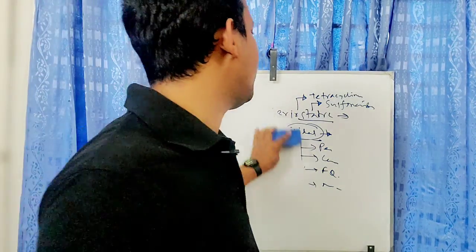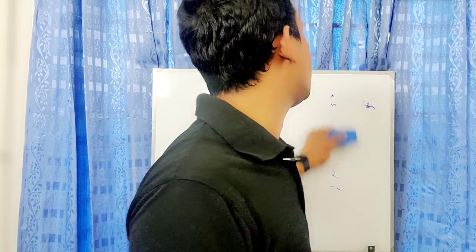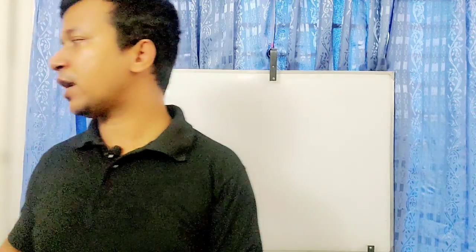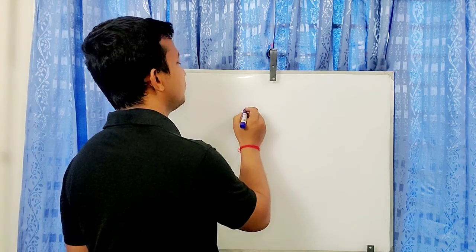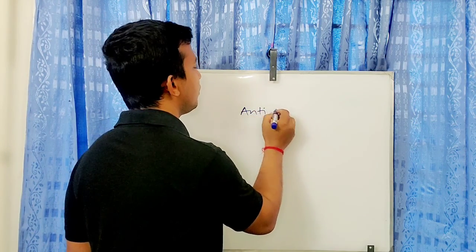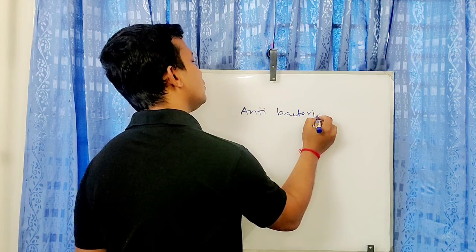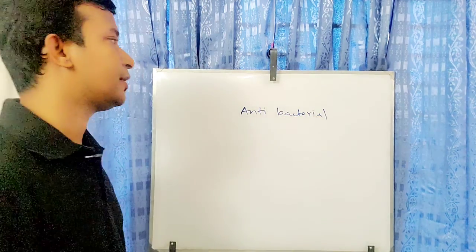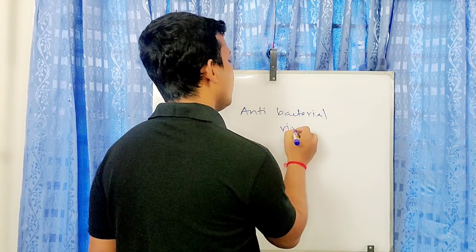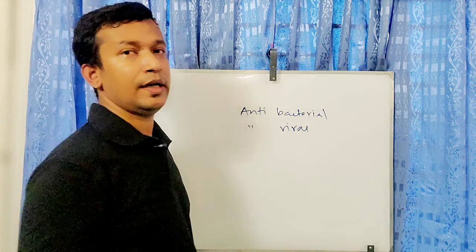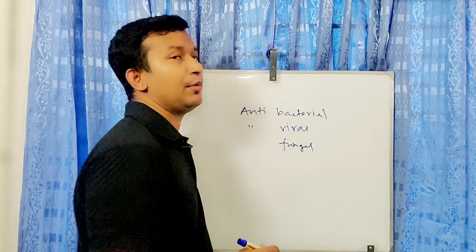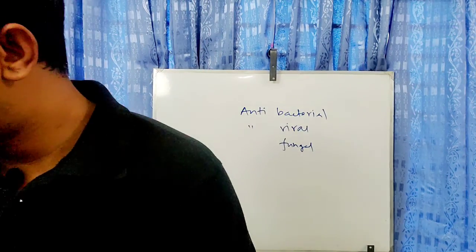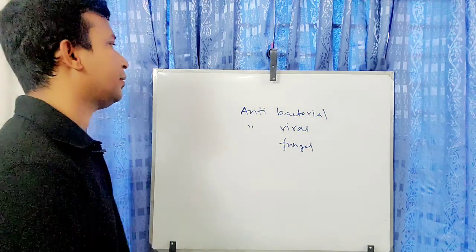Now we can classify antibiotics or antimicrobial agents in another way, based on the target microbes. We can call them antibacterial. These are the antimicrobial agents that fight against the bacteria. Then antiviral, which fights against the virus. Antifungal, which fights against the fungus. And obviously there are other things like antiprotozoal and anthelmintic.